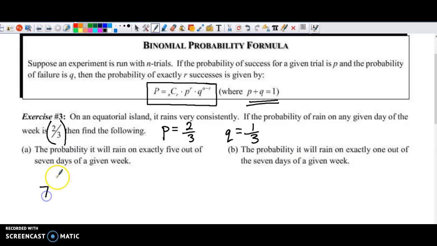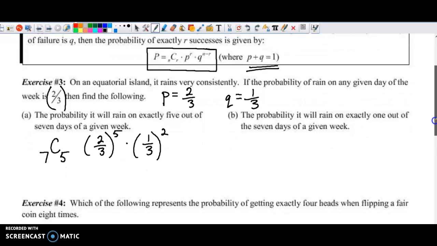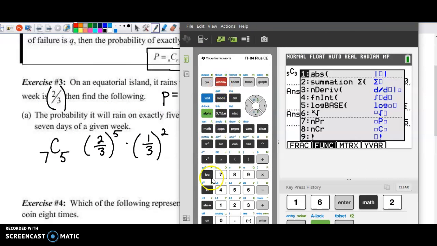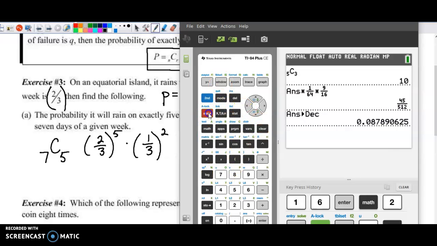Okay, so we have 7 days. Combination, we want rain 5 of them. And then your probability of 2/3, we want to succeed 5 times, but we want to fail twice. And you can actually go straight to your calculator and type that in just the way it looks, and it'll spit out the correct answer. 7, I did a permutation again. 7C5. You can even write it as a fraction. Your calculator knows as long as you type it in correctly.